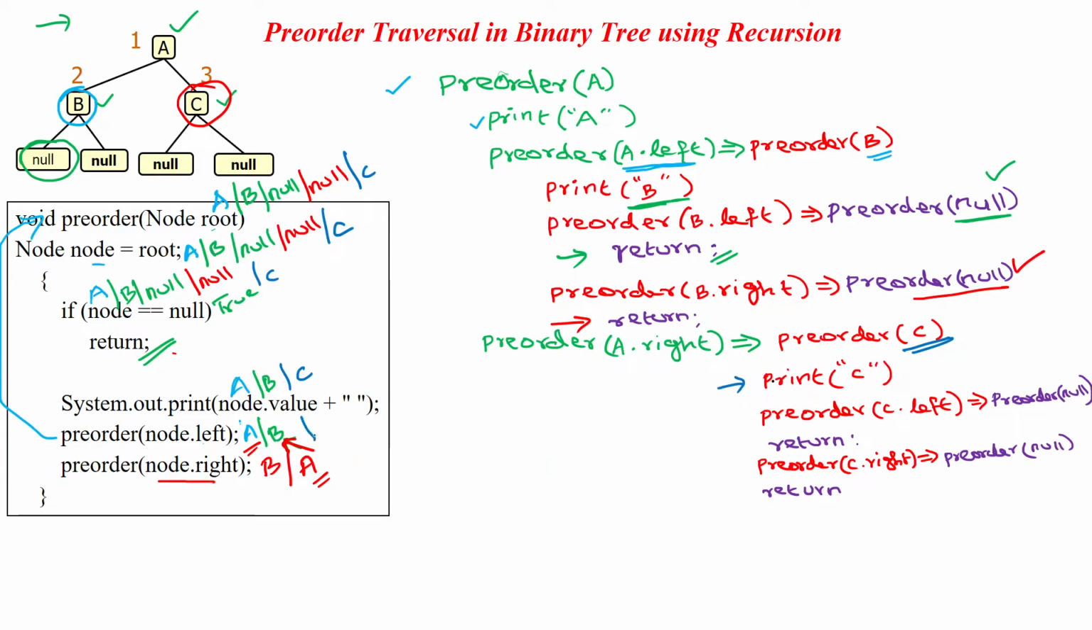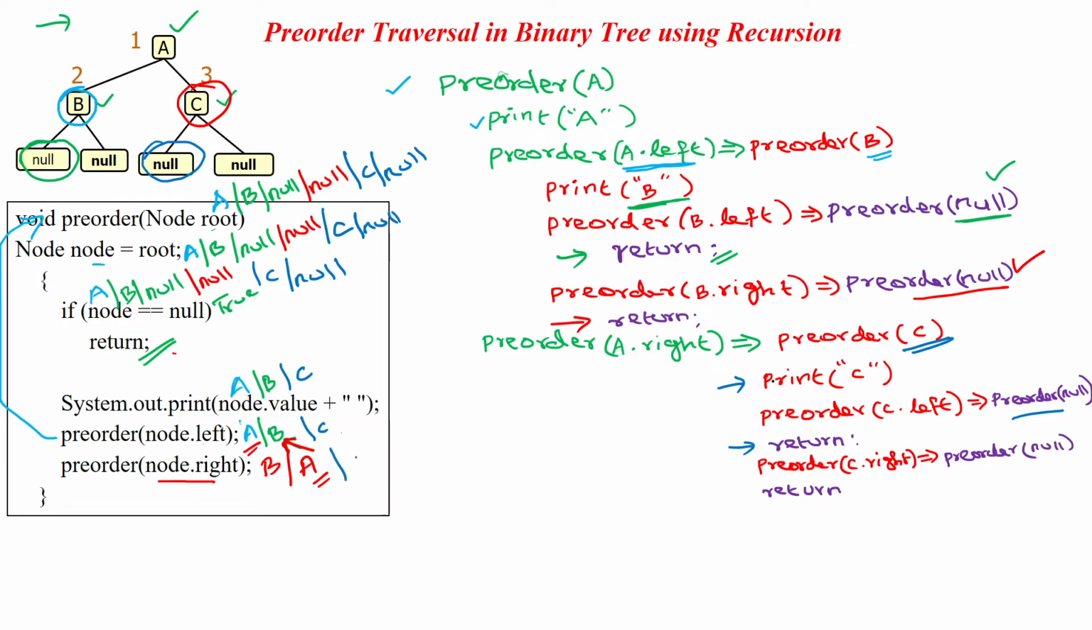Then for C we have to call C dot left. C dot left is null. So null is passed to the method, and the root is assigned null, so the node is null. Then node equal to null, so it returns nothing. So this line is executed, and the node dot left step is over.